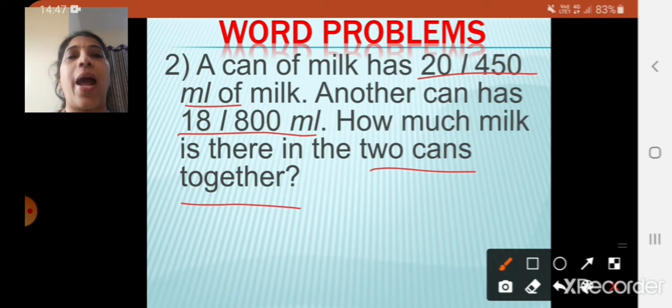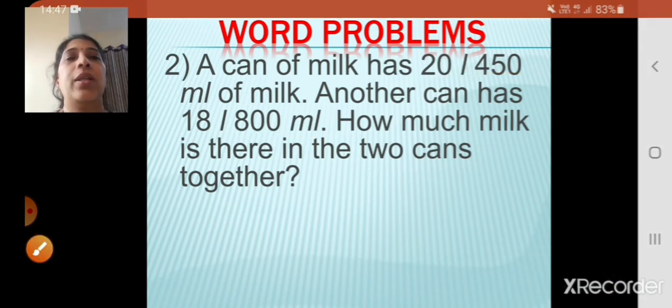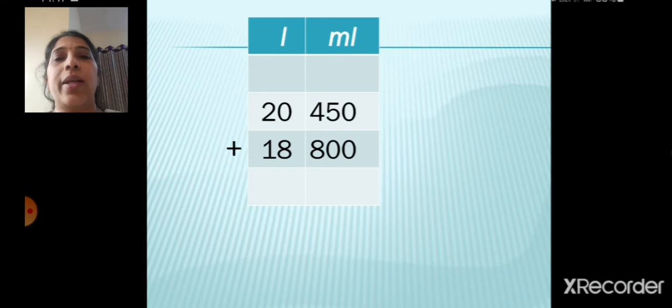So we are going to add both liter and milliliter. So we'll do the same thing. 2 columns, liter and milliliter. So one can was having how much milk? 20 liter. So in the liter column you will write 20 and 450 ml. So 450 you will write in the ml column. Another can was having 18 liter. So 18 you will write in the liter column, and 800 ml. So 800 you will write in the milliliter column. Now you will carry out addition.